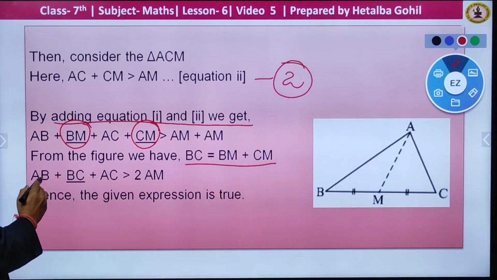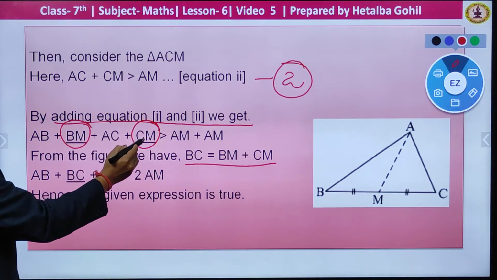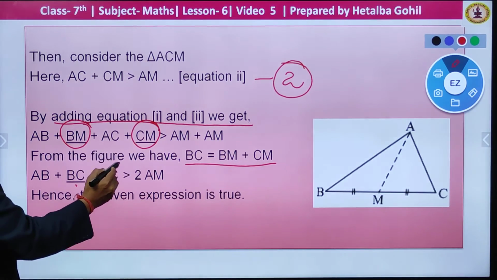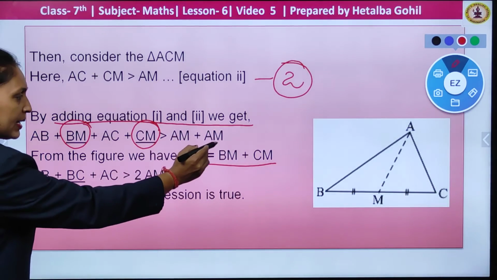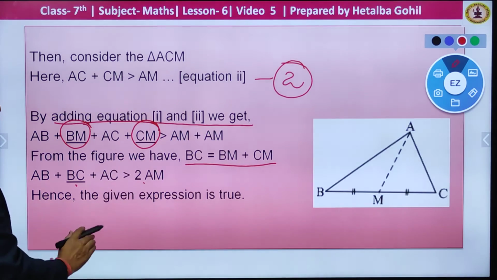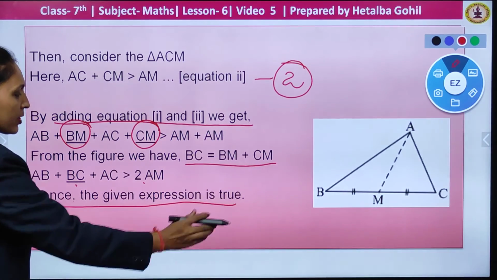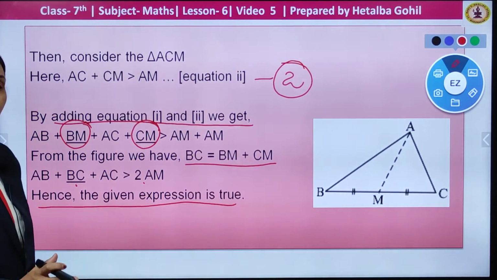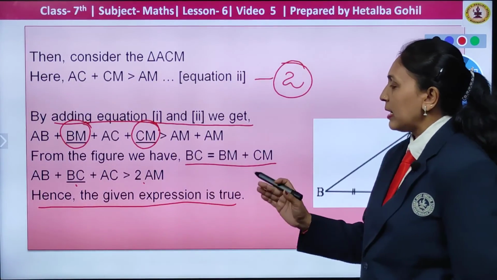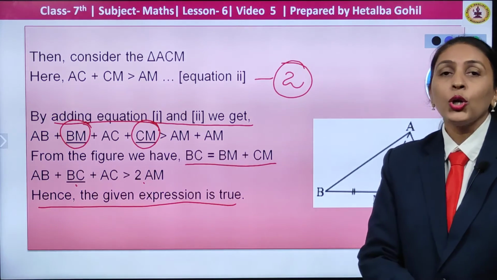Therefore, AB as it is, in place of BM and CM I have written BC, AC as it is, greater than AM plus AM, we get 2AM. You can see I have written 2AM. Hence, the given expression is true. So we have proved the given expression that AB plus BC plus AC is greater than 2AM.